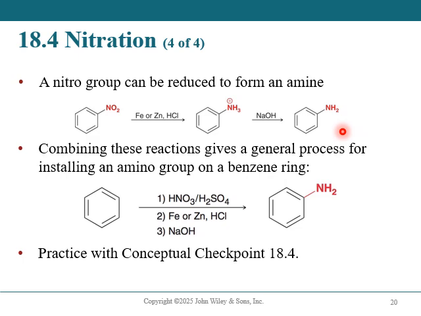Combining these reactions gives a general process for installing an amino group on a benzene ring. So you start with your nitration. You can see here, you add iron or zinc, and you add hydrochloric acid, and then a strong base. And from there, you get a reduction of your nitro into your amine.